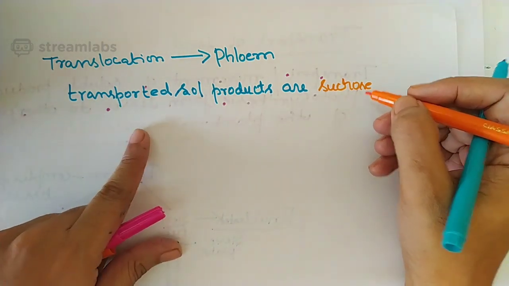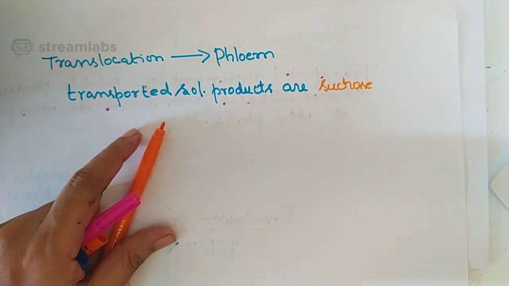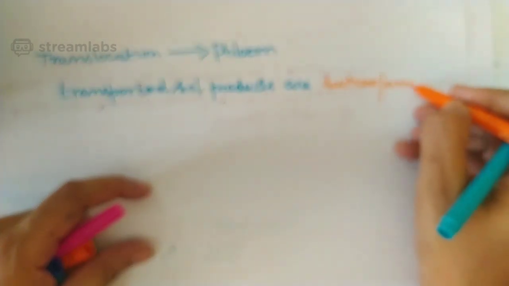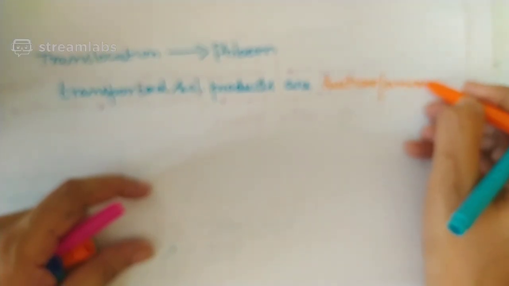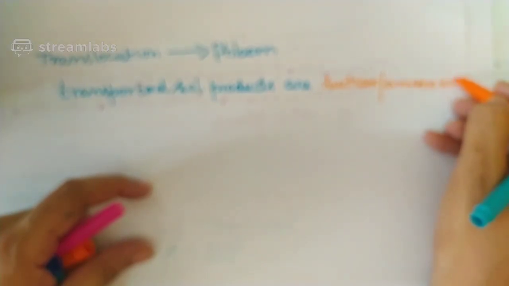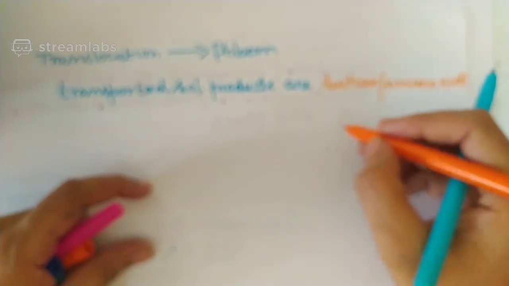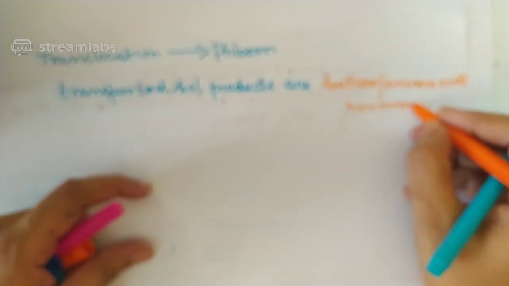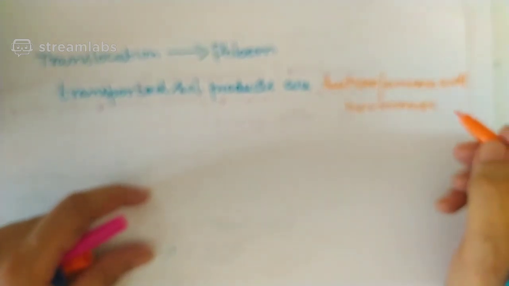So which are the transported soluble products? It is sucrose. And there are also amino acids, as well as hormones.